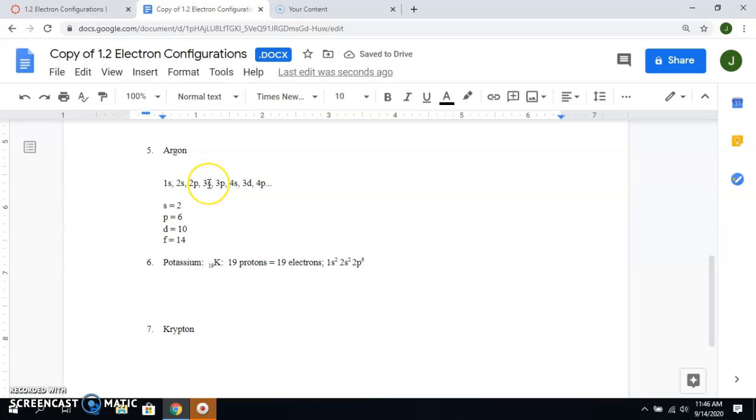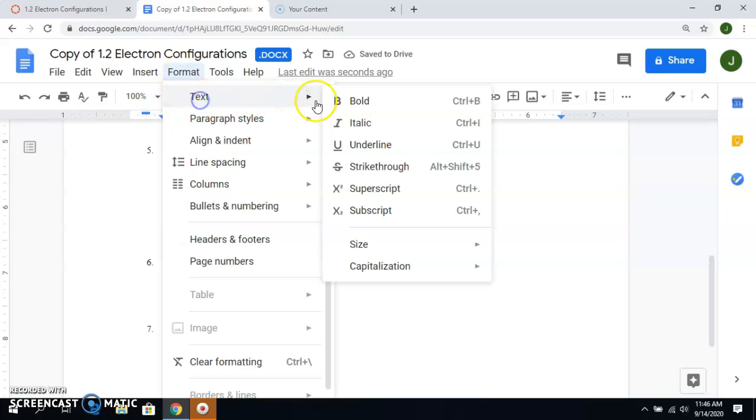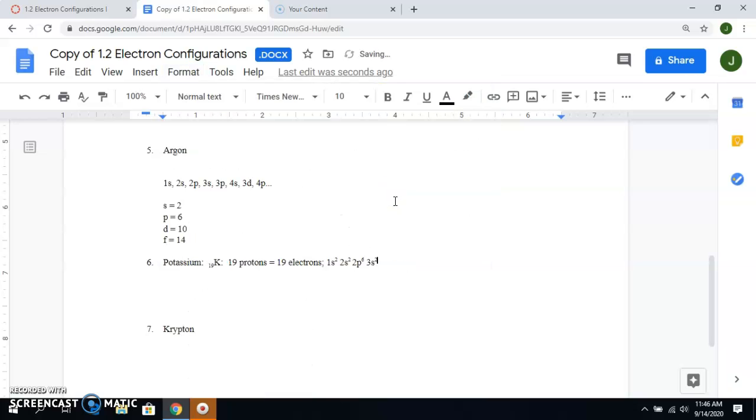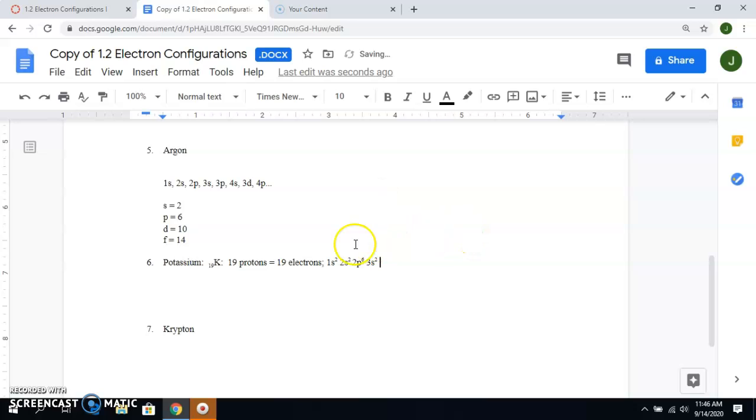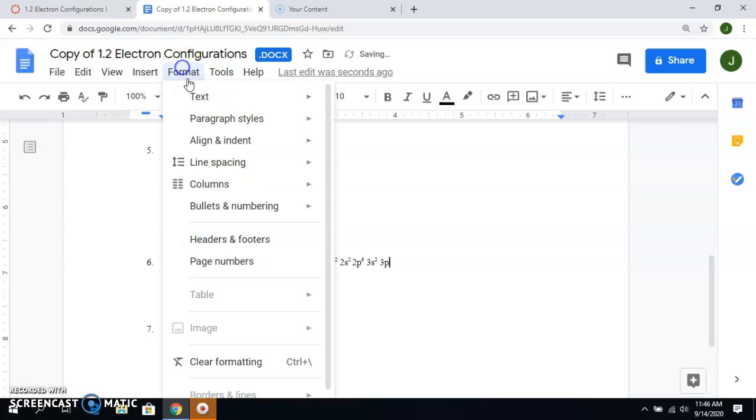Next after 2p is 3s. See how we always have to follow that order. This is going to be 3s2. Next after 3s is 3p. So it's going to be 3p6.